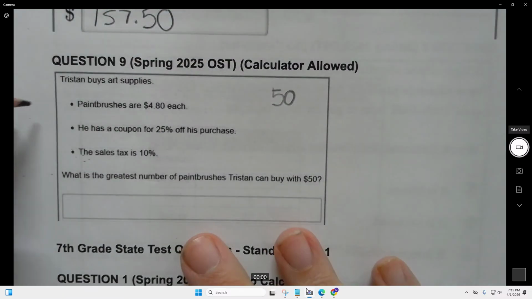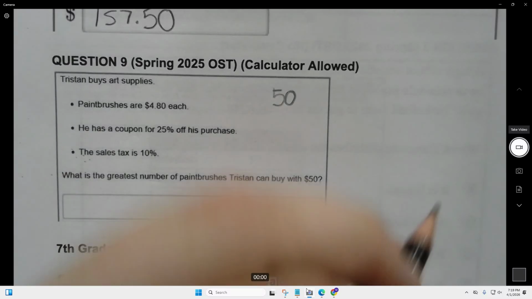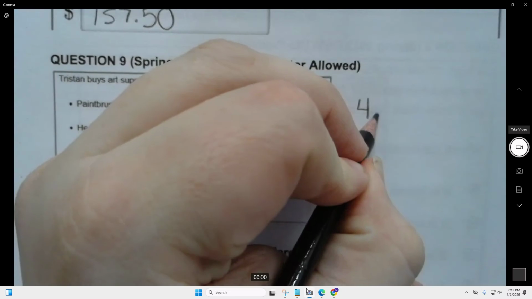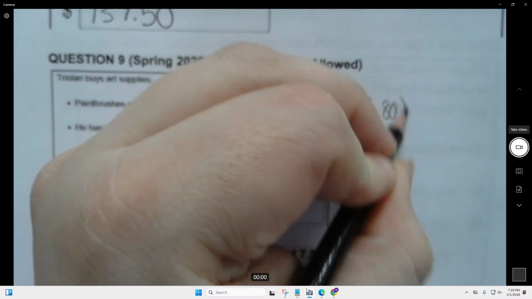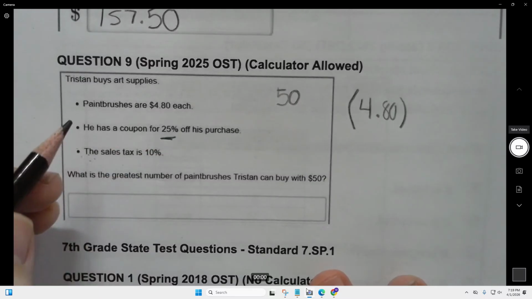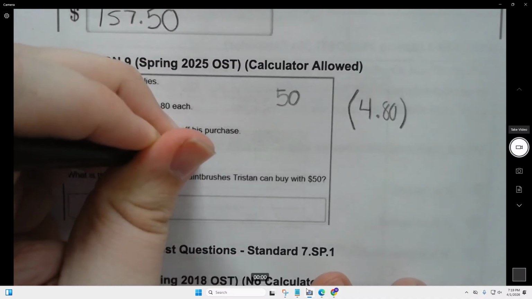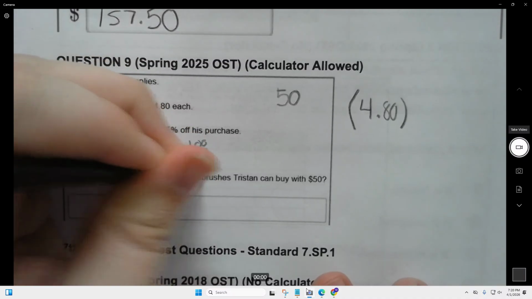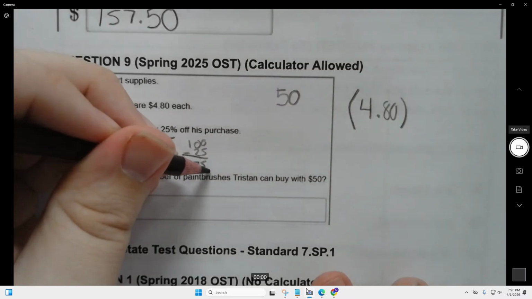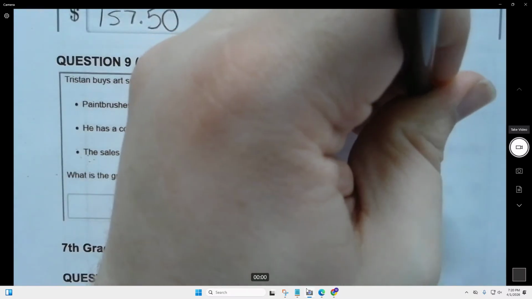Now, first, we have to figure out the cost per paintbrush. To do that, we have to take the original cost, $4.80. We have to account for the 25% off coupon. So if there's 25% off, that means we're only paying 75% of that price. Convert that to a decimal. Move the decimal point over twice. You're multiplying that by 0.75.